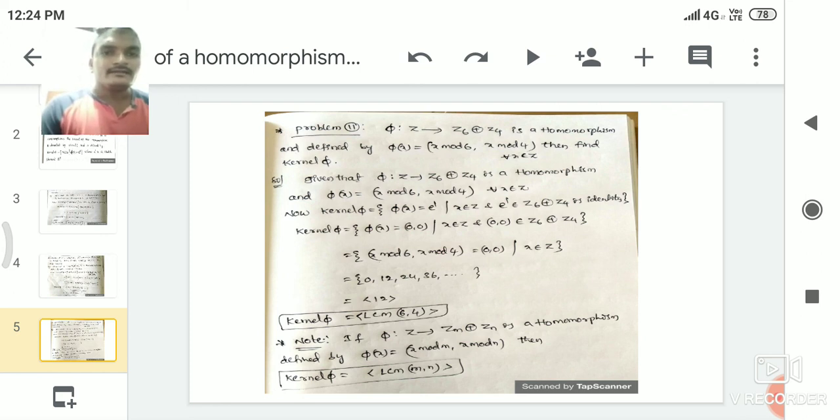In general, if phi is a mapping from Z to Zm plus Zn, a homomorphism defined by phi of x is equal to (x mod m, x mod n), then kernel phi is equal to generator of LCM of m, n. LCM of m, n, which is the general formula for the homomorphism defined in this manner. Okay. Thank you.